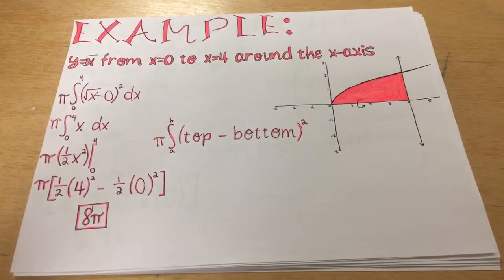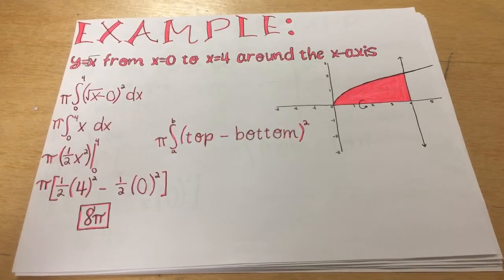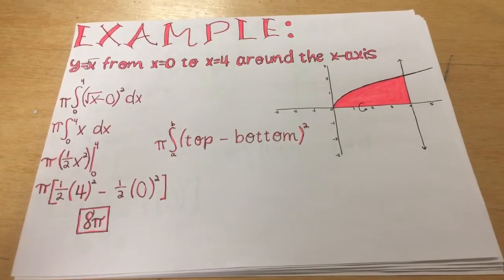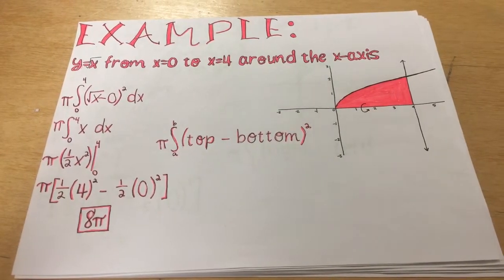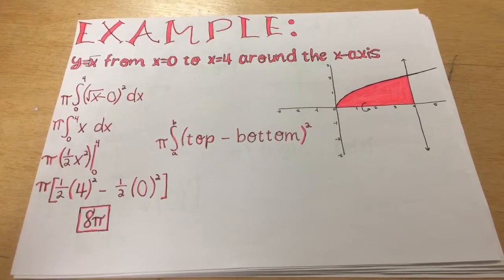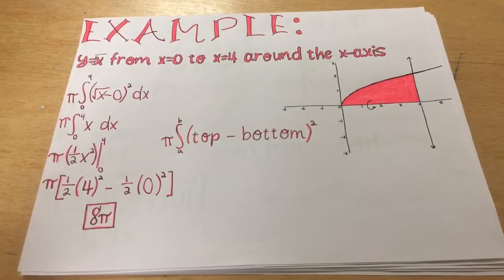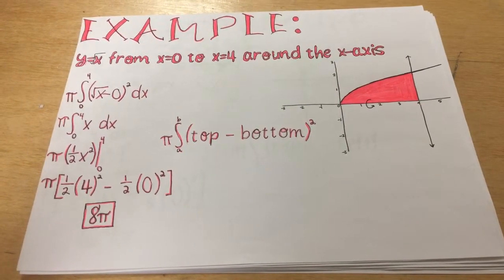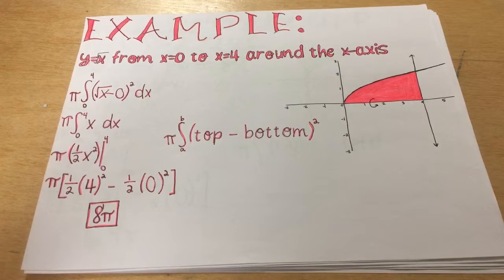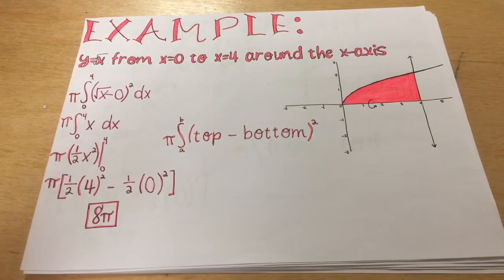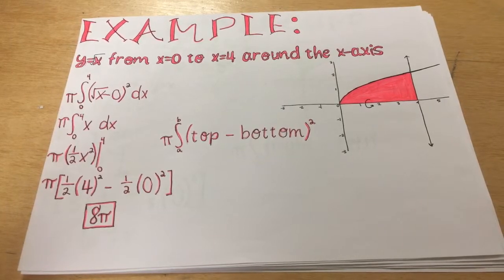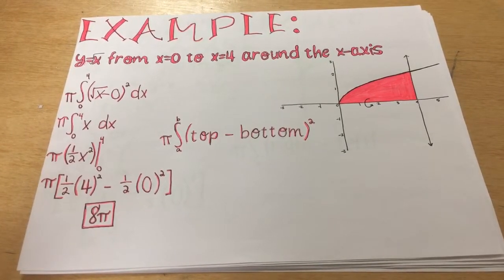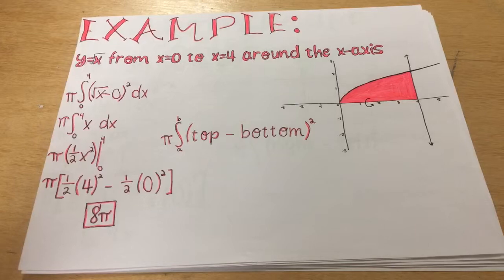Let's try an example. Finding the volume of the solid when y equals square root x when it's rotated around the x-axis from x equals 0 to x equals 4. In order to find the radius of the solid, we will have to subtract the bottom function from the top function. In this case, it's y equals square root x minus the x-axis, y equals 0. We will now integrate the radius squared with the bound specified in the problem and multiply that by pi to get an answer of 8 pi.